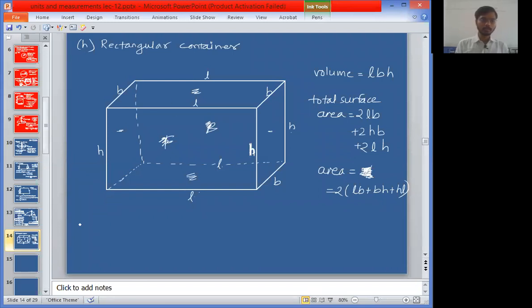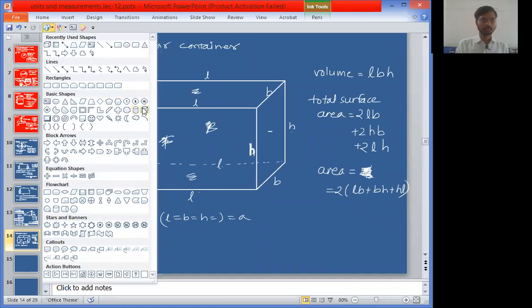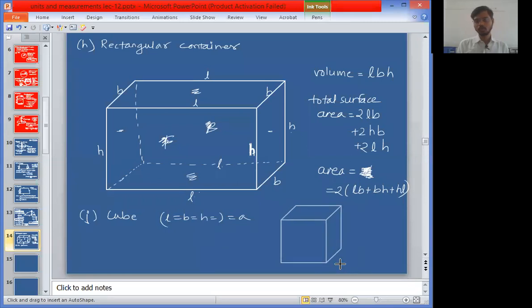Now instead of the rectangular container, if you have the cubical container, all side lengths will be equal. Length, breadth, height, all these side lengths will be equal to A. So if you have a cube, this side is A, this side is also A, and this side is also A. So volume of the cube is equal to L into B into H, means A into A into A, that will be equal to A cube.